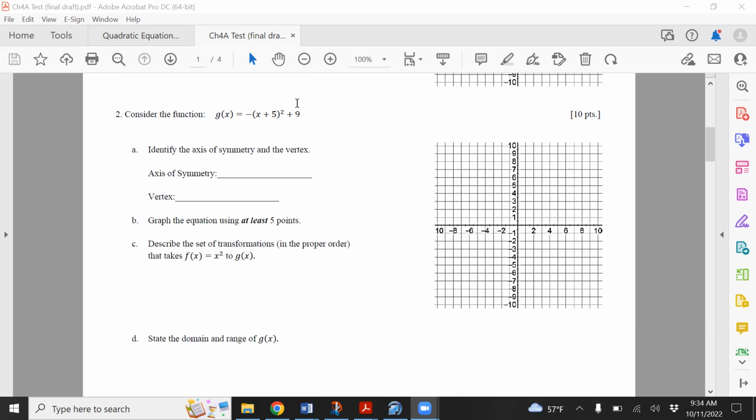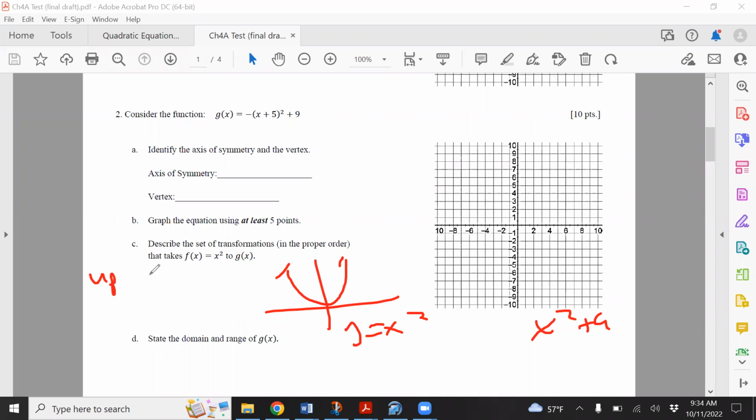Y equals x squared is easy. You guys know how that looks. That's super easy, right? Y equals x squared. So let me ask this question then. If I were to do x squared plus 9, how does that change y? What happens to the y values if I add 9 on the outside? Goes up 9, right? So total goes up 9. So obviously we're up 9.